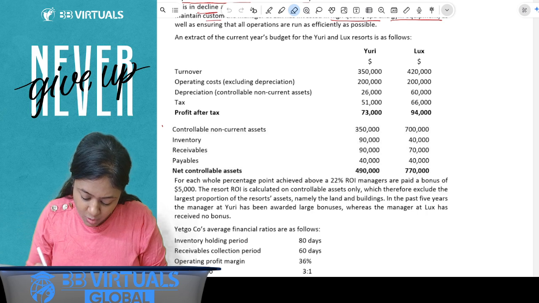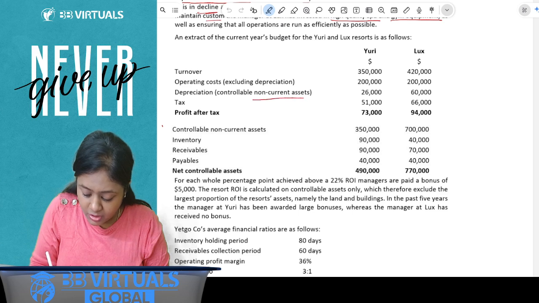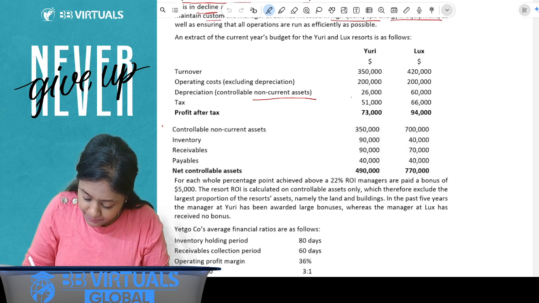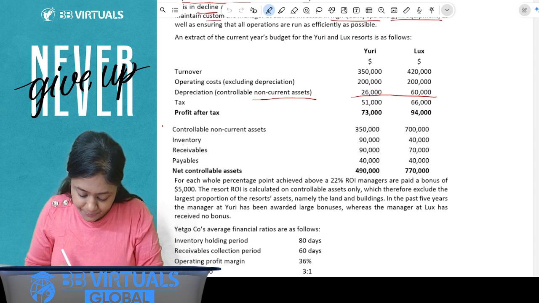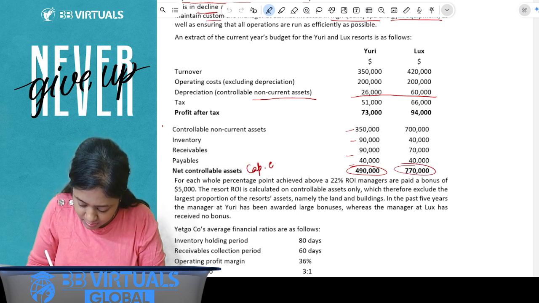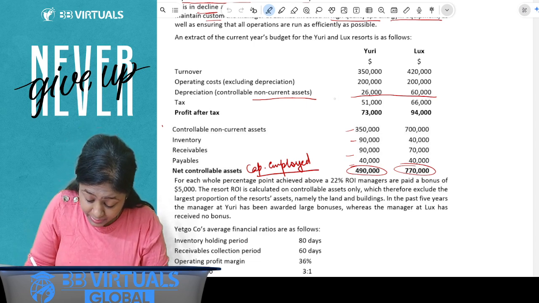Turnover is given to you, operating cost excluding depreciation is given to you, depreciation is given to you on controllable non-current assets only. That means here we don't have a non-controllable assets pointer. And then tax is given to you. This is profit after tax. Now controllable non-current assets are given to you, inventory, receivables, payables, and the total net controllable assets are given to you. This is capital employed, net assets. And to calculate ROI, we also need PBIT, which is operating profit.